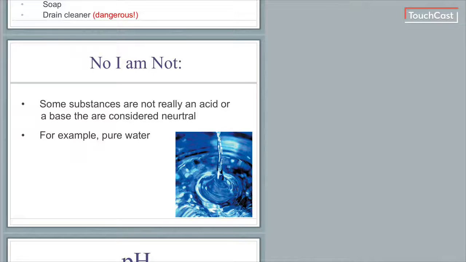If you are neither an acid or a base, the substance is considered neutral. An example of a neutral substance is pure water. Now this is not the water that comes out of your sink. This is filtered water that's made sure to have an exact pH of 7.